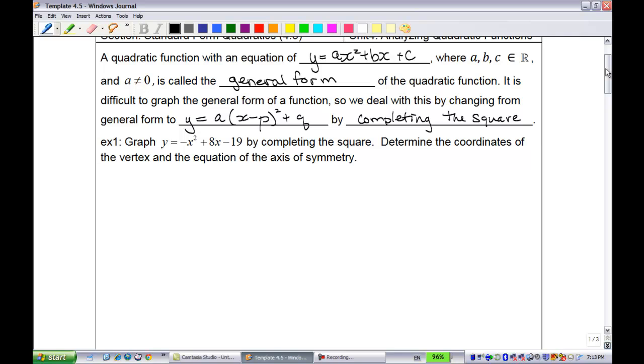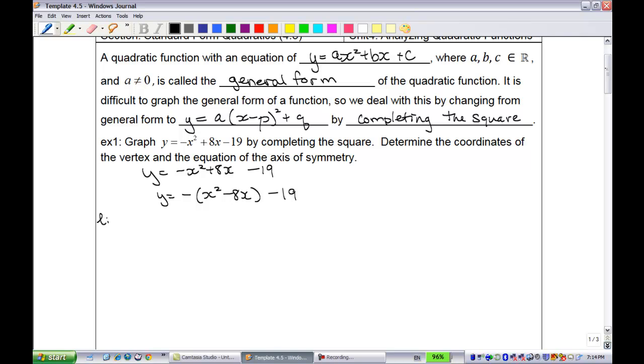So let's do this. We have y equals negative x squared plus 8x minus 19. We want to complete the square. Let's start with spreading it out a little bit: negative x squared plus 8x minus 19. So just move a little space over. The first step was always factor out any coefficient on the x squared. In this case, we have to factor out a negative sign.